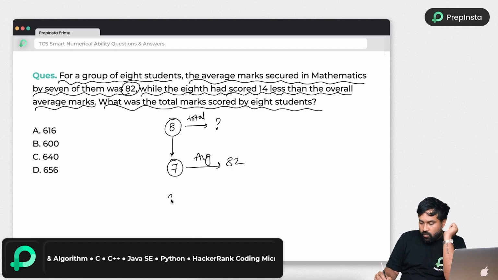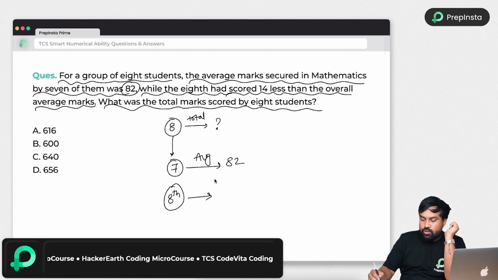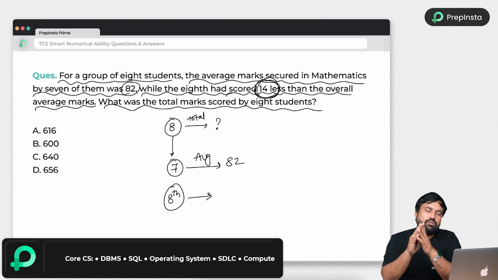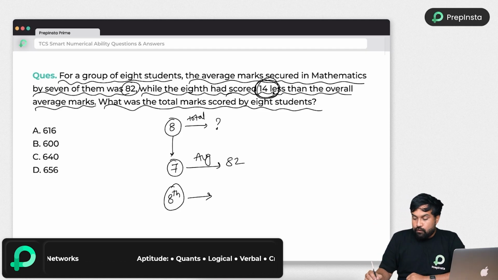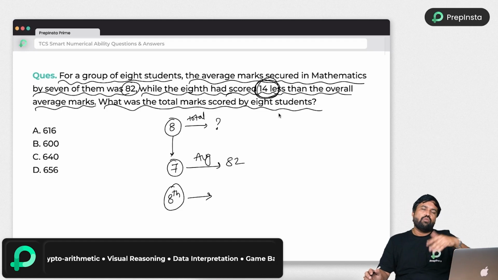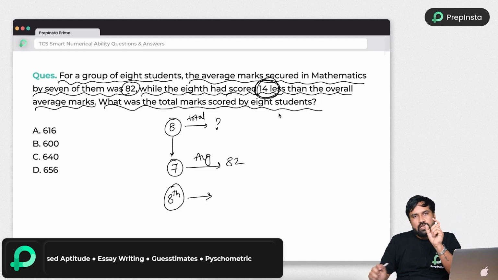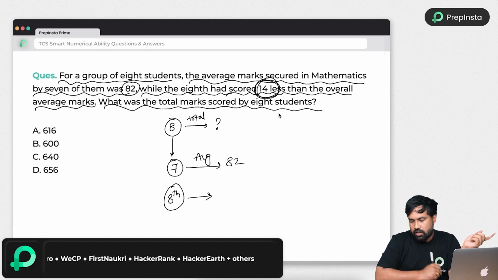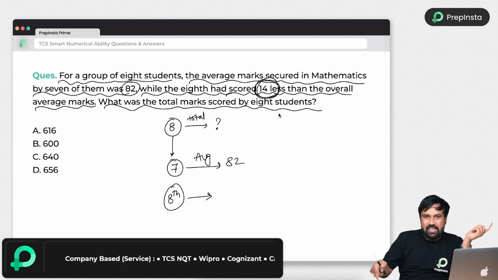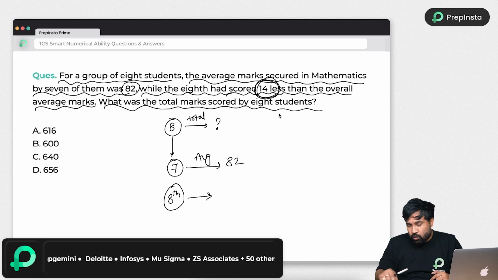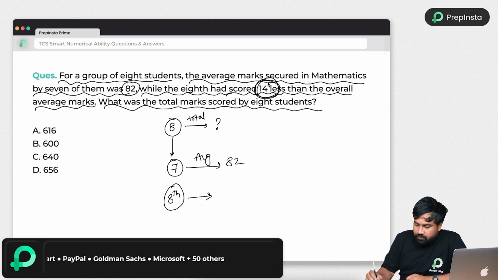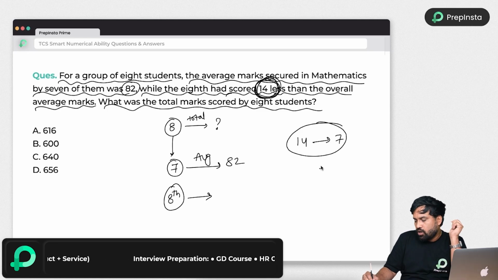Remember guys, I am not explaining why, because I want to make it short and simple methods. So 7 people average is 82. While the 8th had 14 less than the overall average marks, what is the total marks scored by the 8 students? So you need to find the total of 8 people. What about the information about the 8th student? The 8th student had 14 less than the overall group average, right?